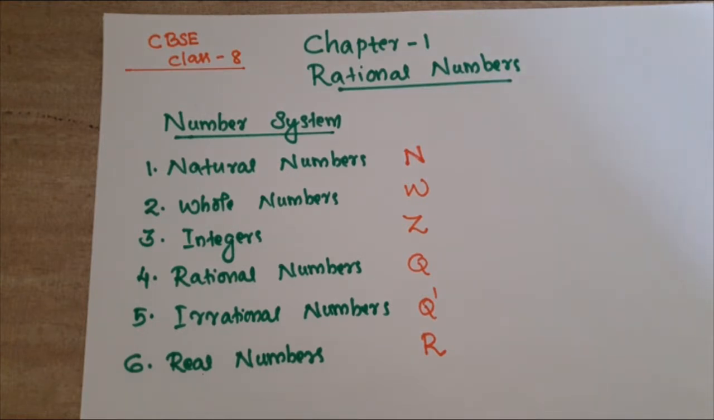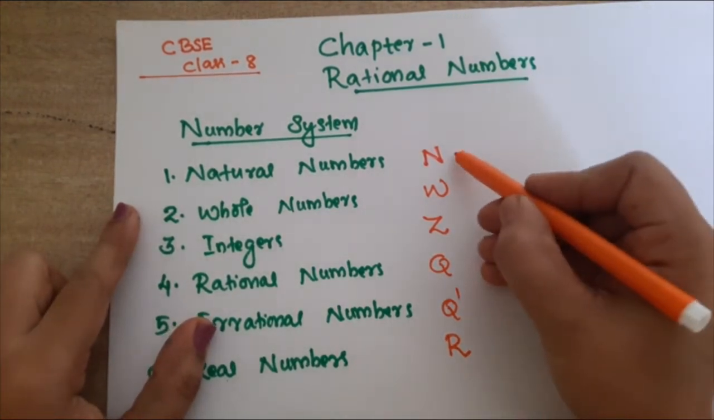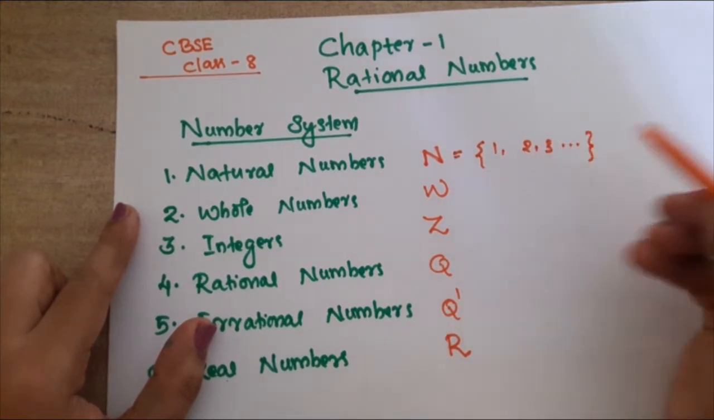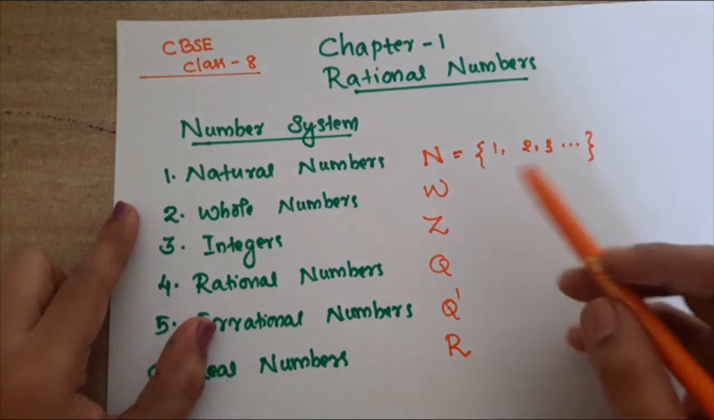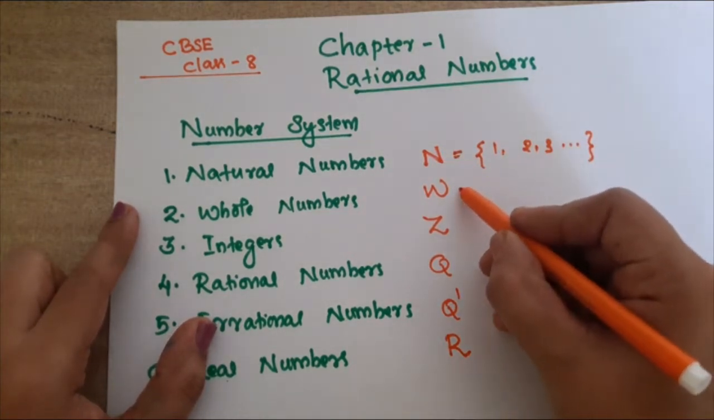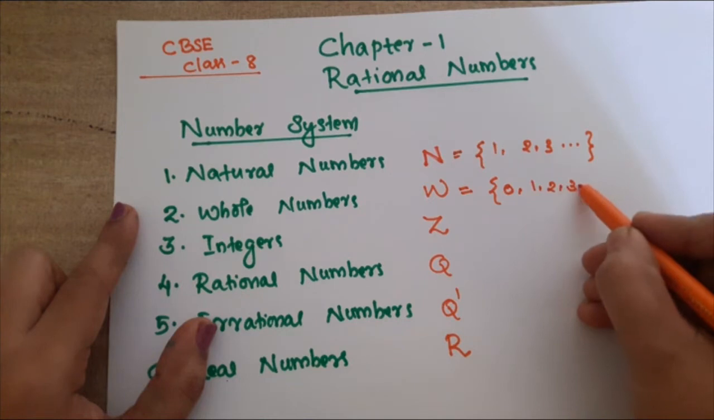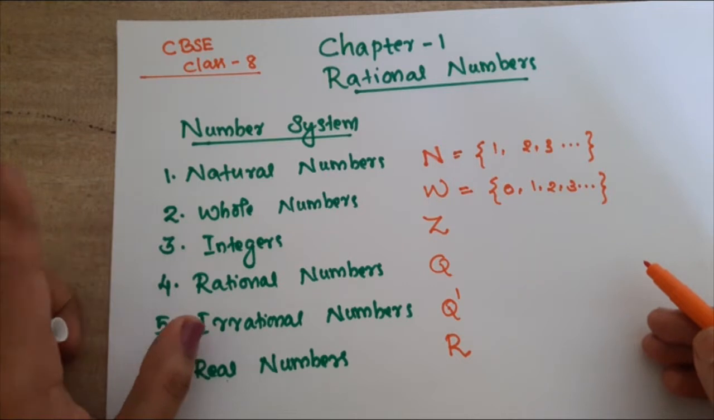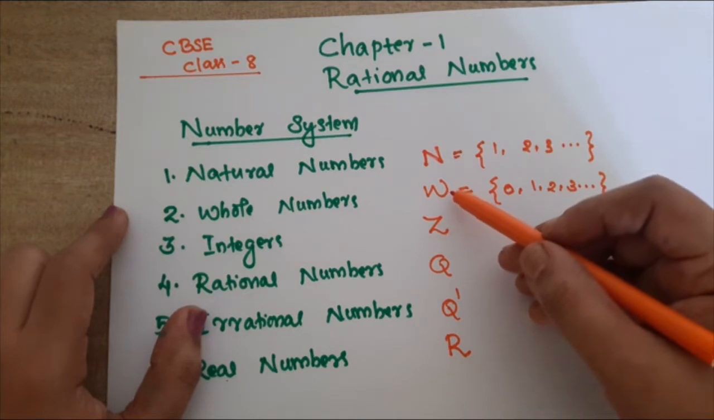First one is the natural number. What is a natural number? Natural number is the counting number, that is 1, 2, 3 etc. Our counting number is called the natural number, and it is represented using the letter N. Then whole number. Whole number means 0 and the counting numbers. It is the set of 0 and the set of natural numbers. It is represented using the letter W.